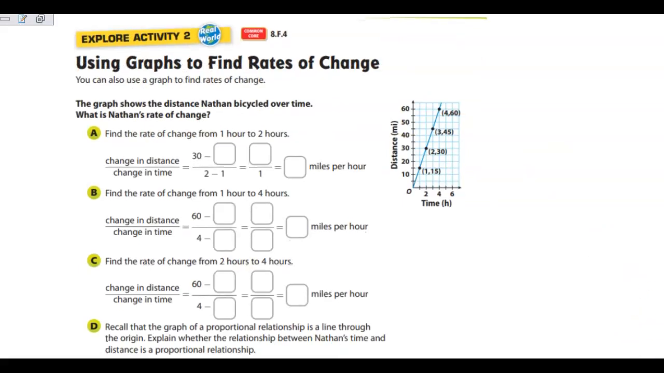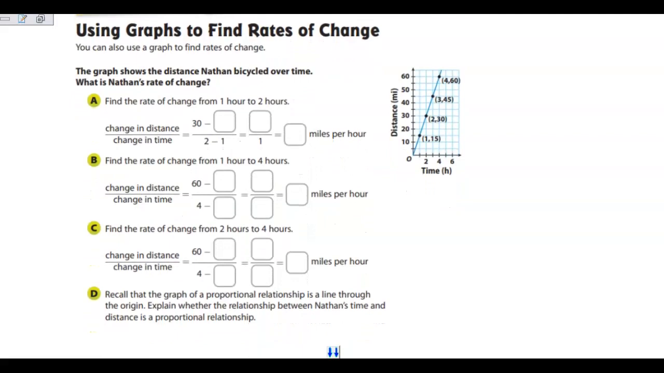We can also use a graph to find rates of change. We can take a look at the line and find points on the line. And for every point, we can write down the ordered pair. And then we can use the x and y's in our ordered pairs. So from 1 to 2 hours, that's going to be these two dots right here. Our y's are 30 minus 15. And 2 hours minus 1 hour. So that's 15 over 1, which is 15 miles per hour.